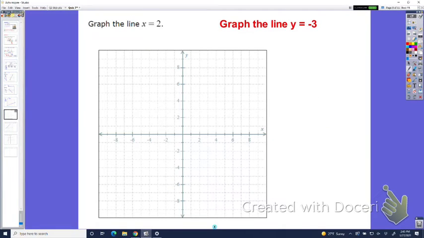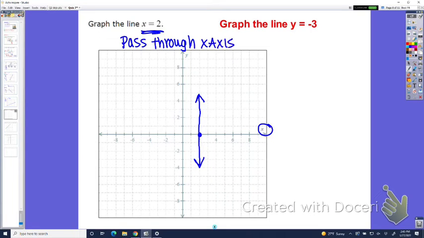Then you have to graph vertical and horizontal lines. So x equals 2. Find on the x-axis 2 and mark a dot. This line has to go up and down and pass through the x-axis. So the line passes through the x-axis at 2. And to refresh your memory on slopes that we talked about earlier, that slope is undefined.